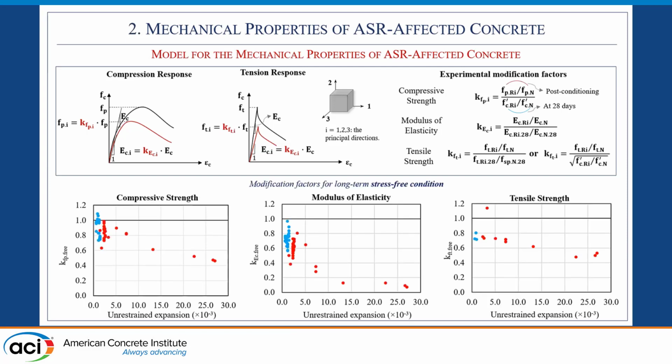So here are the experimental modification factors that were determined from a compiled database of specimens that were not subjected to any kind of stress. So they were cured in stress-free conditions. For these cases, we decided to go with an approach in which we apply modification factors that represent lower bound values from all the compiled database.